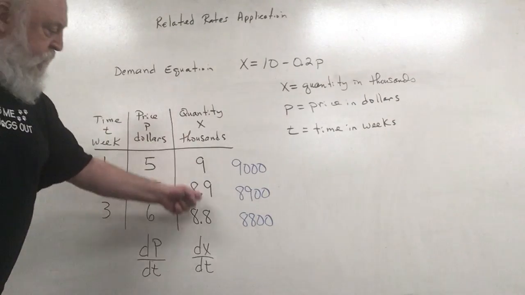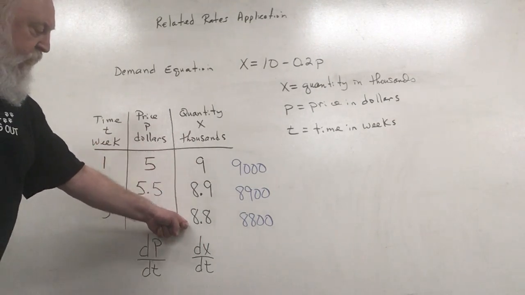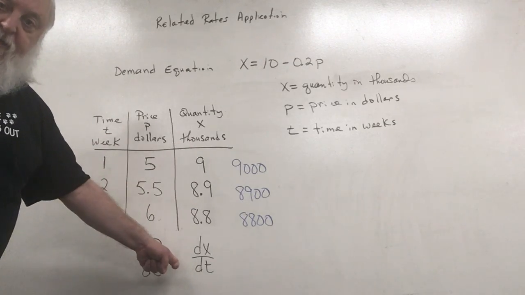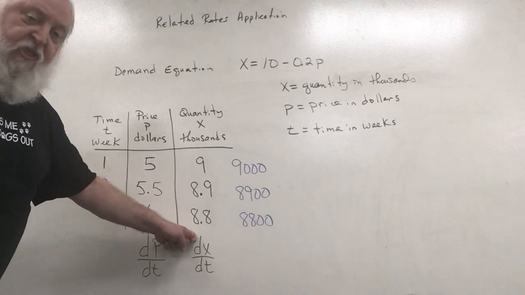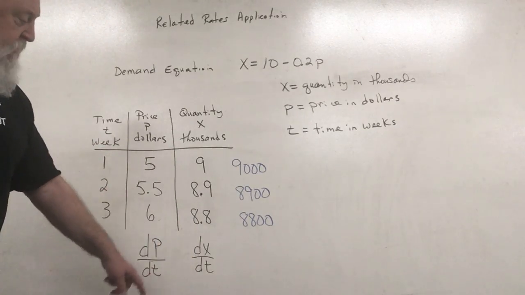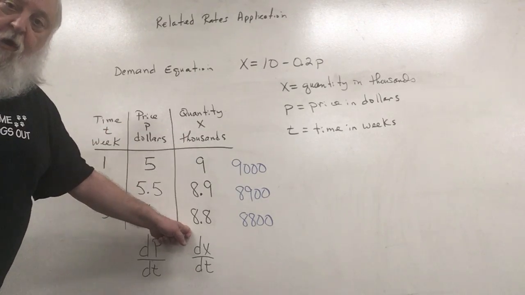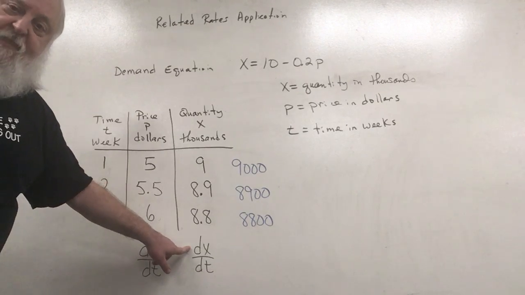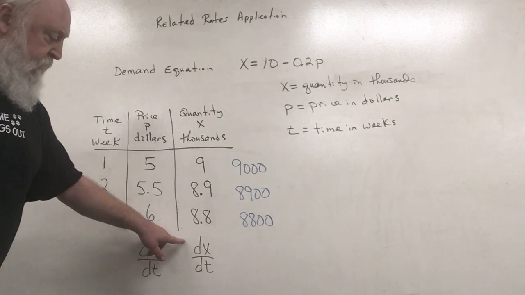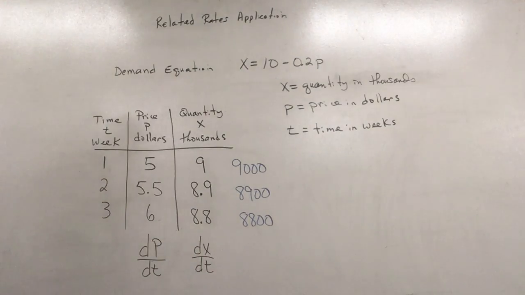And the same is true with the quantity demanded. As we go from week 1 to week 2 to week 3, the quantity sold is changing with time. And so we measure that rate of change of the quantity sold as time changes with the derivative dx over dt, the derivative of x with respect to t.